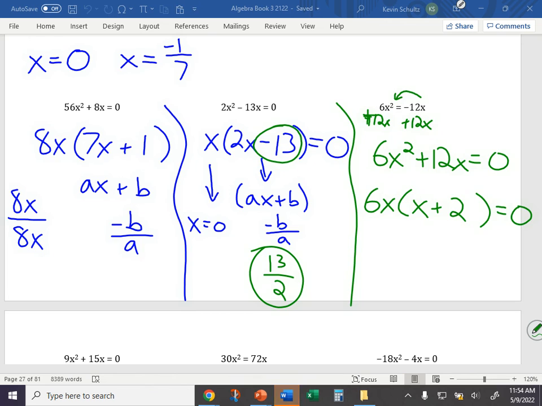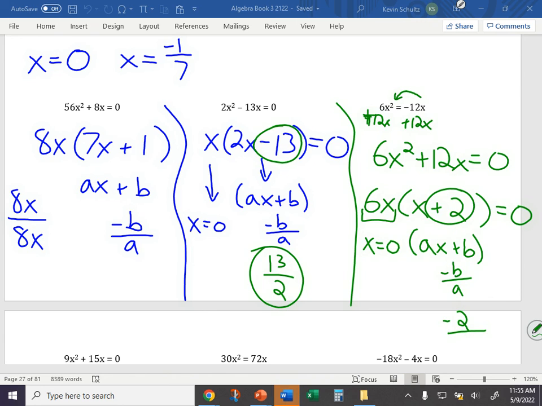Now this is one where you wouldn't have to use that shortcut because this is one of those more mental ones. You just see what makes that x plus 2 equal to 0. We'll do it anyway because it's just fun. Our first one, our freebie, the 6x, x equals 0. Our second one, just to further prove that this shortcut works, let's look at it as ax plus b and use our formula negative b over a. Our b value is positive 2. And so the opposite of that, the negative of that, is what? Negative 2.